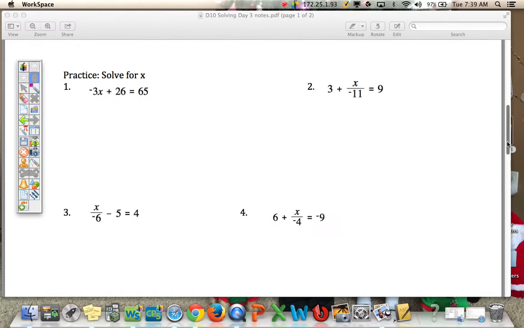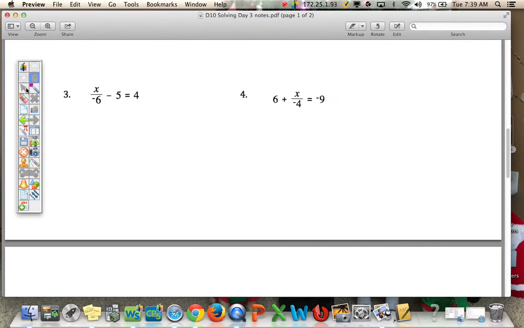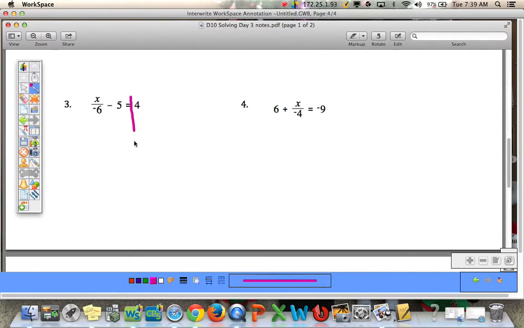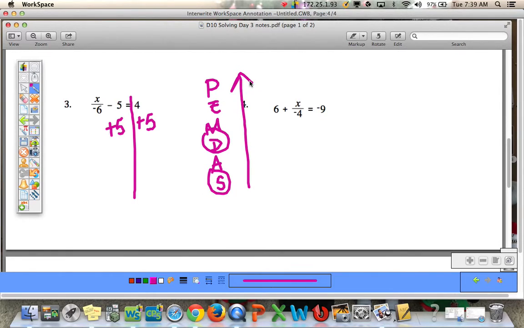Okay, let's try a few more with these fractions here. So for this one, we have divided by negative 6 and subtract 5. So get rid of the subtract 5. Remember, we're doing opposite order of operations. So if I were to write up PEMDAS, we have division and we have subtraction. So when we're solving, we go the opposite order. Get rid of subtraction first by addition.